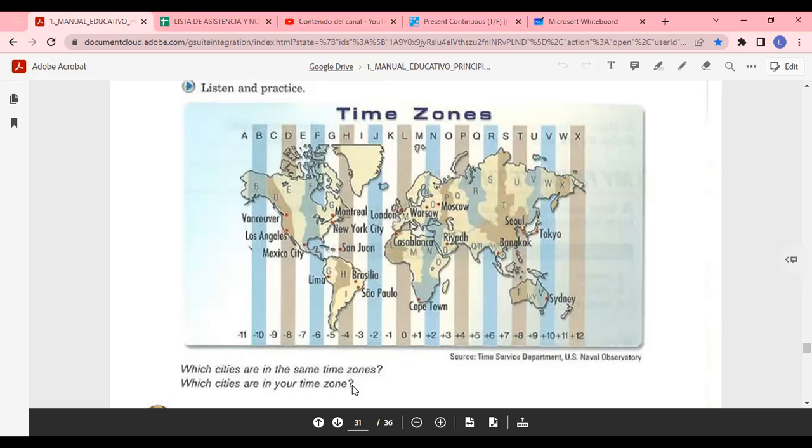So here we have some questions according to this picture. Which cities are in the same time zones? Which ones do you think are in the same time zone? Which one do you think?